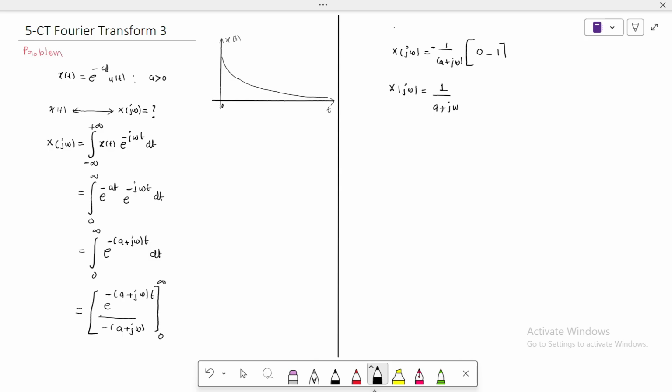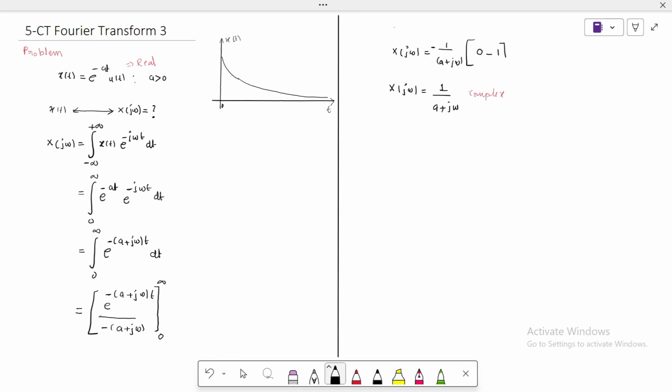So here this x of t signal is a real signal, and this X of j omega is a complex signal. To draw the signal, we need to draw omega versus magnitude and omega versus angle.